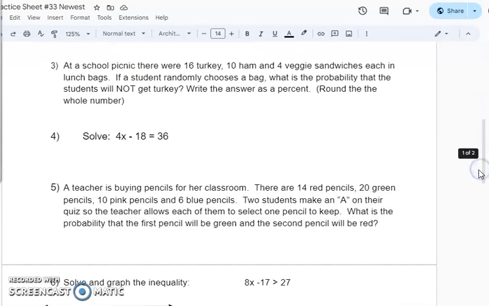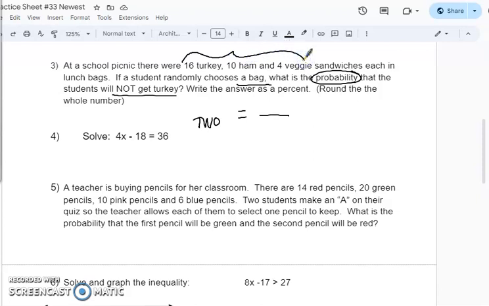Number 3. At a school lunch picnic, there were 16 turkey, 10 ham, and 4 veggie sandwiches, each in lunch bags. If a student randomly chooses a bag, what is the probability that the student will not get turkey? Write the answer as a %. Okay, so probability. They're choosing a bag. Okay, so remember, when we do a probability, normally we start with a fraction. So I do my total whole original on bottom. Here you will find my total.